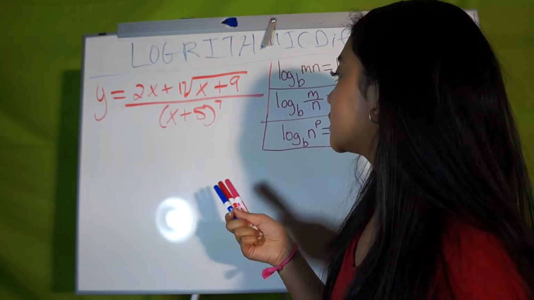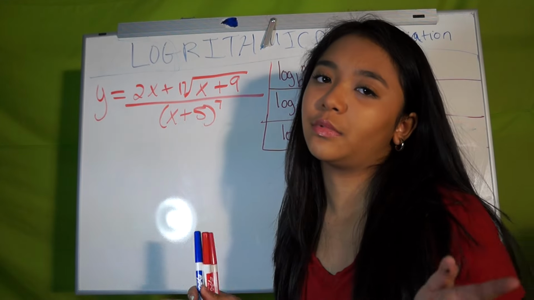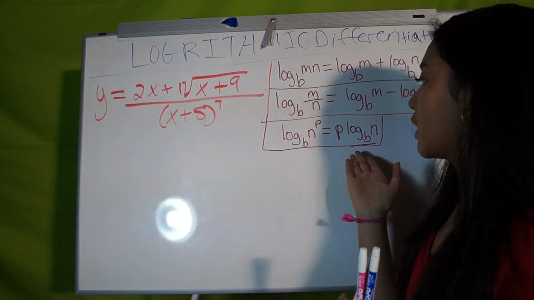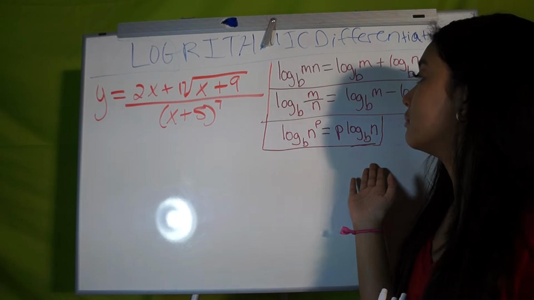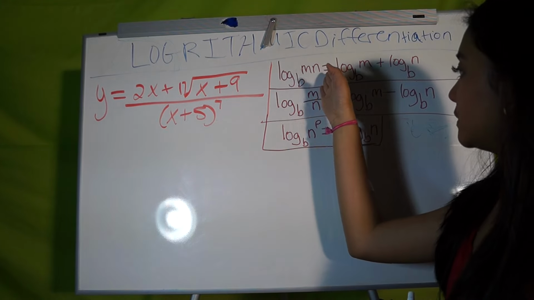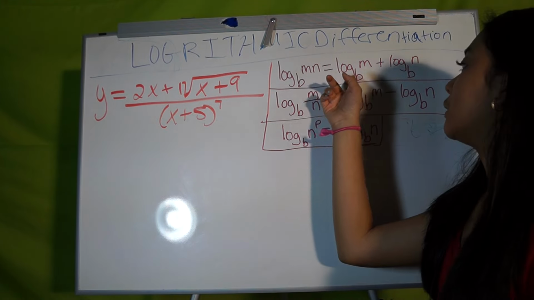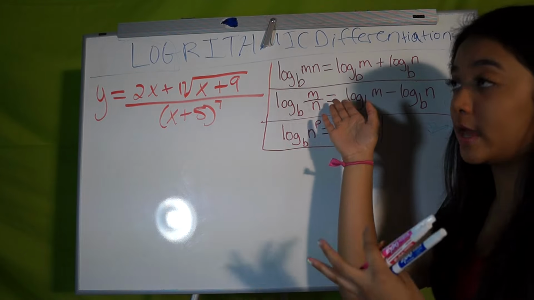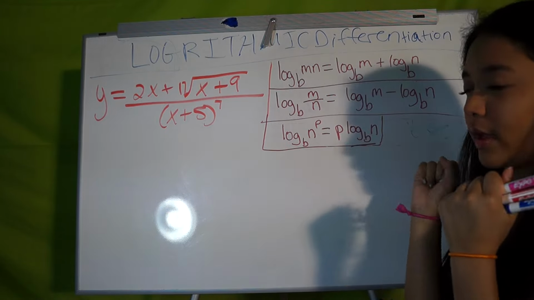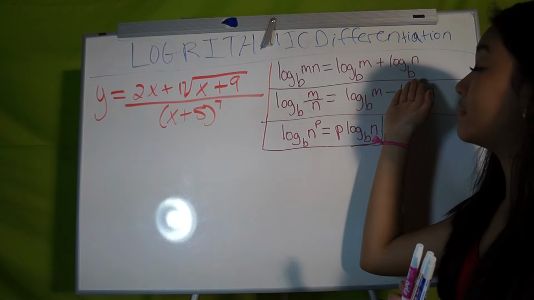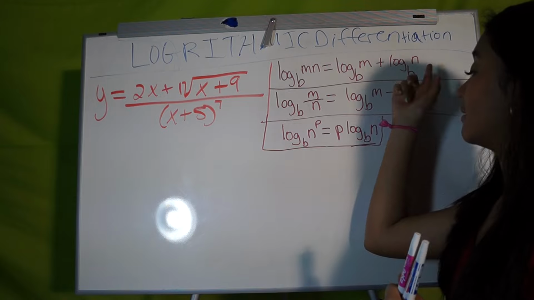So I'm going to show you this example and maybe another example. So here are some logarithmic properties. I will explain them. These are the basics: log base b of m times n equals log base b of m plus log base b of n.